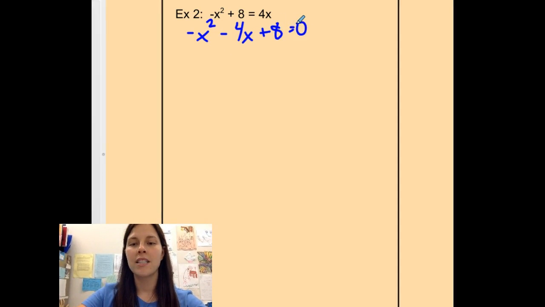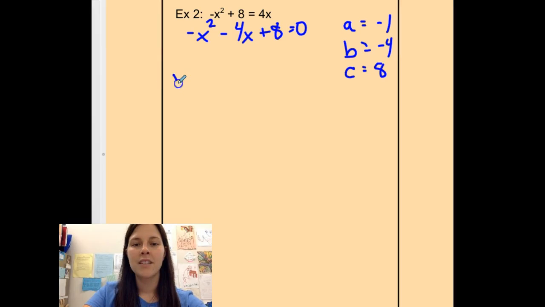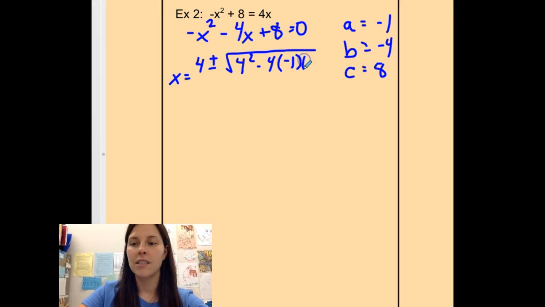So now we can identify our a, the coefficient of x squared. We have a negative sign, which means we're multiplying by -1. b, the coefficient of x, is -4. And c, our constant, is 8. So x equals opposite of b. b is -4, so the opposite of that is 4, plus or minus the square root of b squared minus 4 times a times c all over 2 times a.